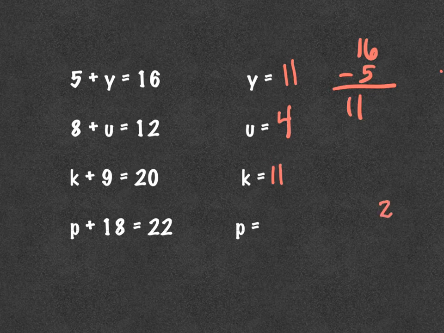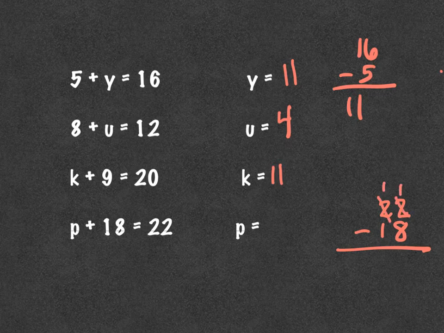If you're not sure, you can come over here and do a little side math. 22 minus 18, you do need to regroup here. 12 minus 8 would be 4. So the answer here, P equals 4. So as you can see, different letters can equal the same thing. Like in this case, Y and K equaled 11. And in this case, U and P equal 4. So it depends on the problem. That's why it's called a variable.